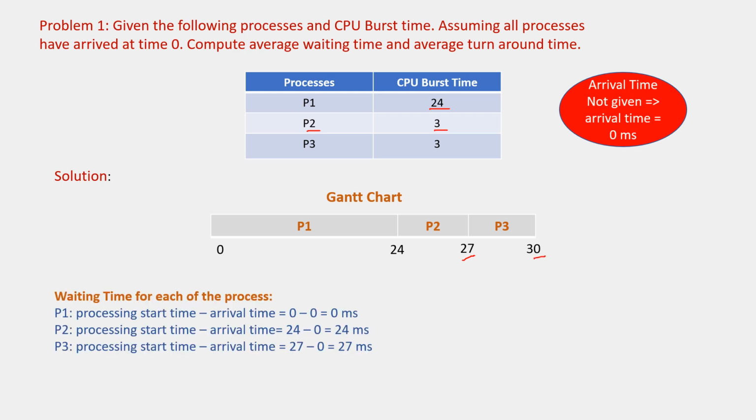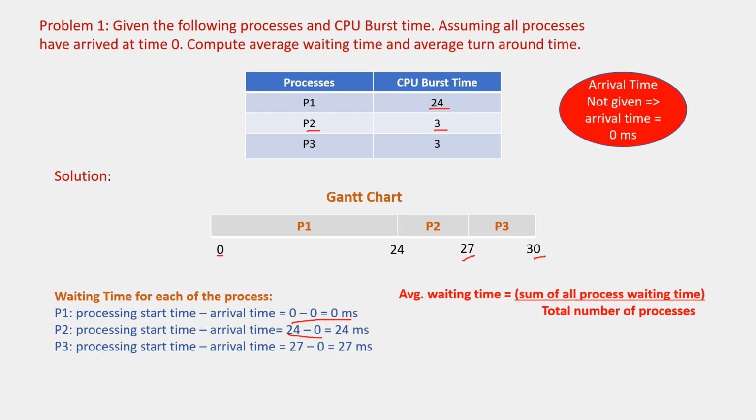Next, we need to calculate their waiting times. To calculate their individual waiting times, we take the start time and subtract the arrival time, and we get the time it waited. P1 started its processing at time 0. It arrived at 0. So 0 minus 0 is 0 milliseconds. P1 did not wait for anybody else. As soon as it entered the system, it was given the CPU and it executed.